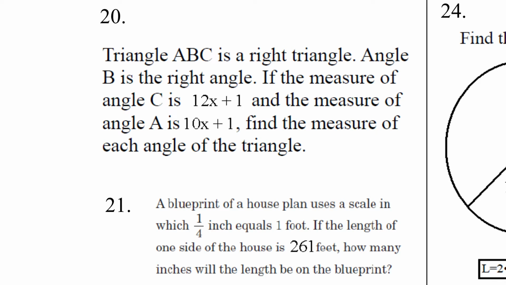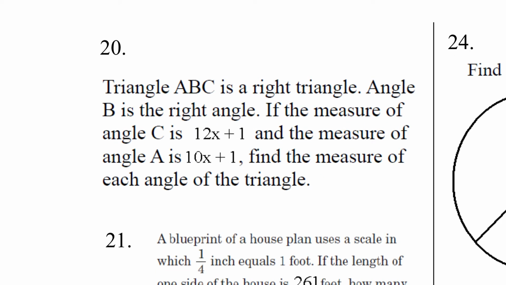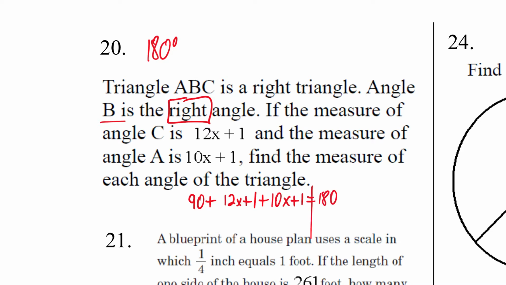The three angles of a triangle always add up to what? In a triangle, the three angles always add up to what? 180. So on this one, it says angle B is a right angle, which means it's 90. So you're going to go 90 plus 12x plus 1 plus 10x plus 1 equals 180. Not leaving much room there at all. It's not very well planned out, but you're going to set it up like that. Those three angles add up to equal 180. Then you're going to solve for x.